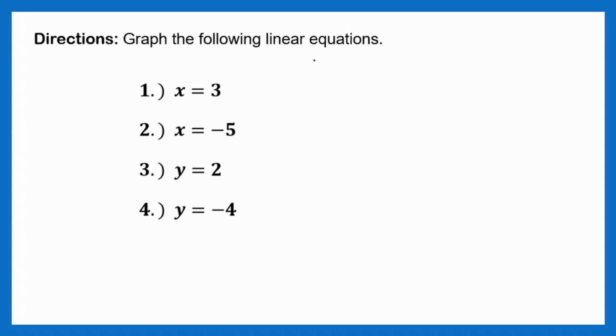Graph the following linear equations. We have x is equal to 3 for number 1. Number 2, x is equal to negative 5. Number 3, y is equal to 2. And number 4, y is equal to negative 4.